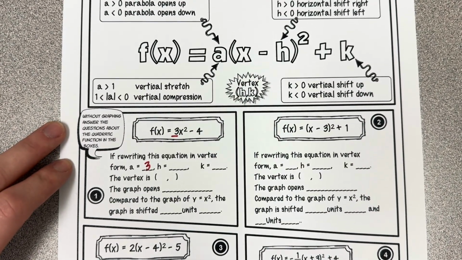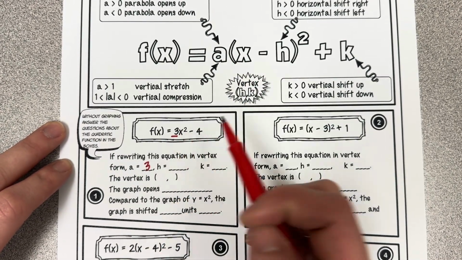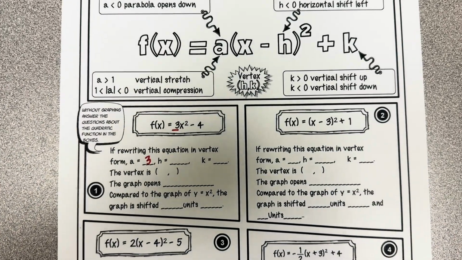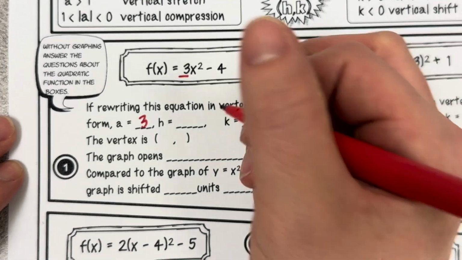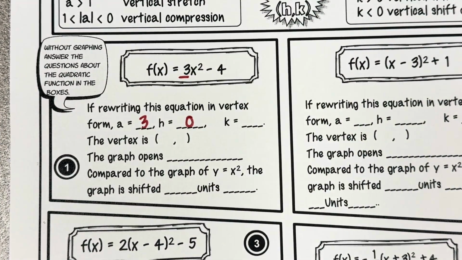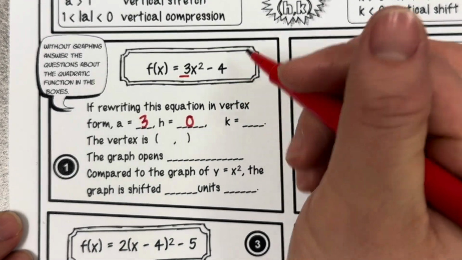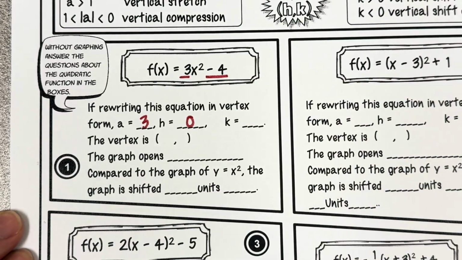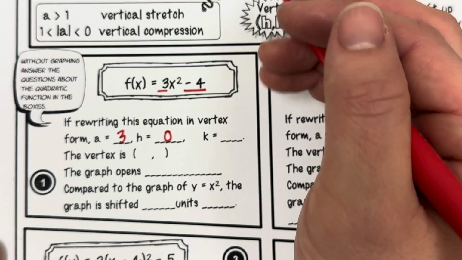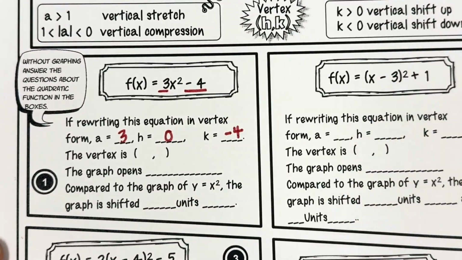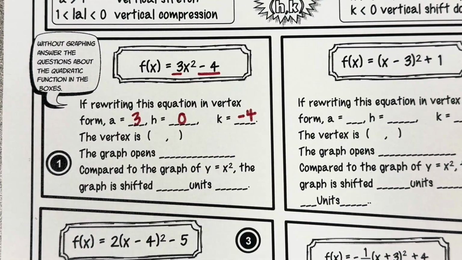If we were to rewrite this as x plus or minus something, well, we don't have x being added to or subtracted from anything here. Let me just zoom in a little bit so you guys can see it a little better. So H is actually going to be 0 in this case, because we don't have any plus or minus anything there. And then K is on the end, on the outside of our parentheses. So in this case, K is going to be -4. Beautiful. So we identified A, H, and K for this given function.